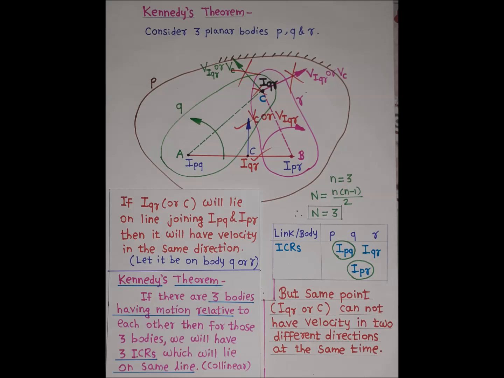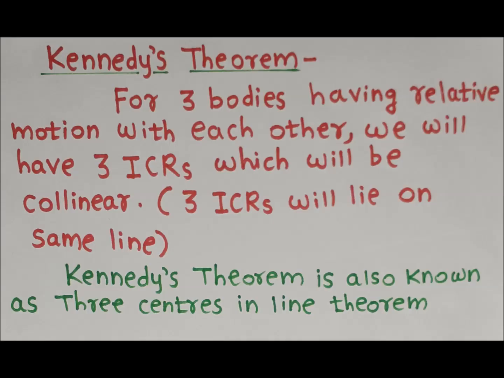Hence, Kennedy's theorem states that if there are three bodies or links which are having motion relative to each other, then for those three bodies we will have three ICRs, and those three ICRs will lie on same line, or we can say those three ICRs will be collinear. If you are confused with the stuff which we have discussed so far, then just pay attention to Kennedy's theorem. For three planar bodies having relative motion with each other, we will have three ICRs which will be collinear, or those three ICRs will lie on same line.